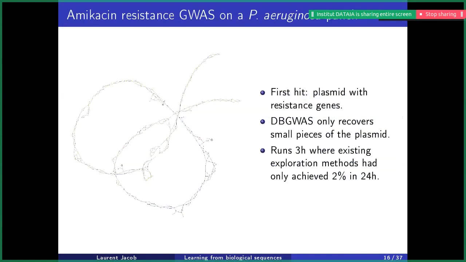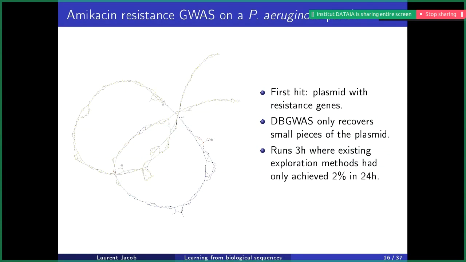And that's one example of what we get with this procedure. The first hit that we get for amikacin resistance and Pseudomonas aeruginosa. And it's a plasmid with resistance genes. If we use DBGOS at the same level, and I think even at much more liberal levels, we'll only recover small pieces of the plasmids that are then hard to reconnect. And it's slower than DBGOS, than testing the k-mers.